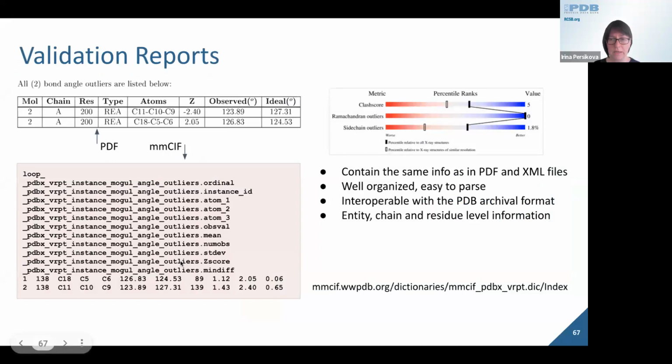Validation reports are now also available in mmCIF format. Those files contain the same information as in the corresponding PDF or XML format files. They are well organized and easy to parse. They contain the information about structure quality at the entity, chain, and residue level.